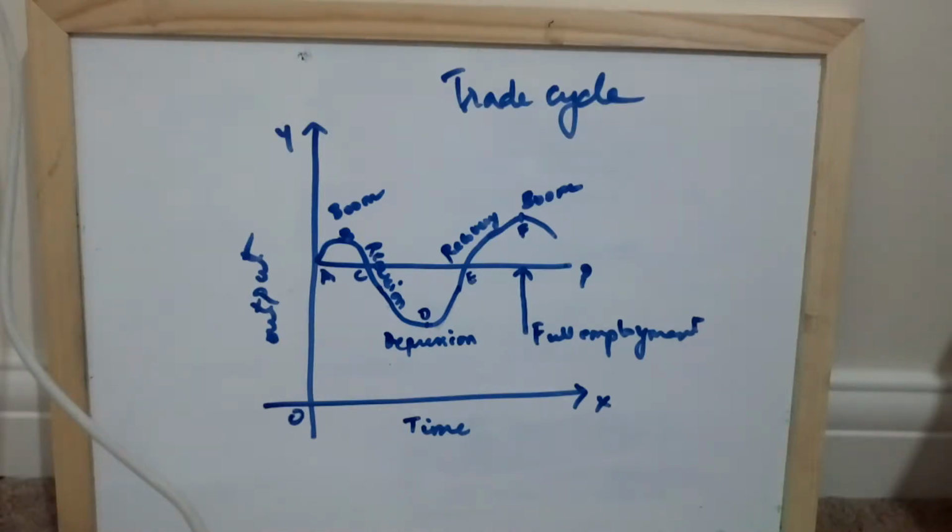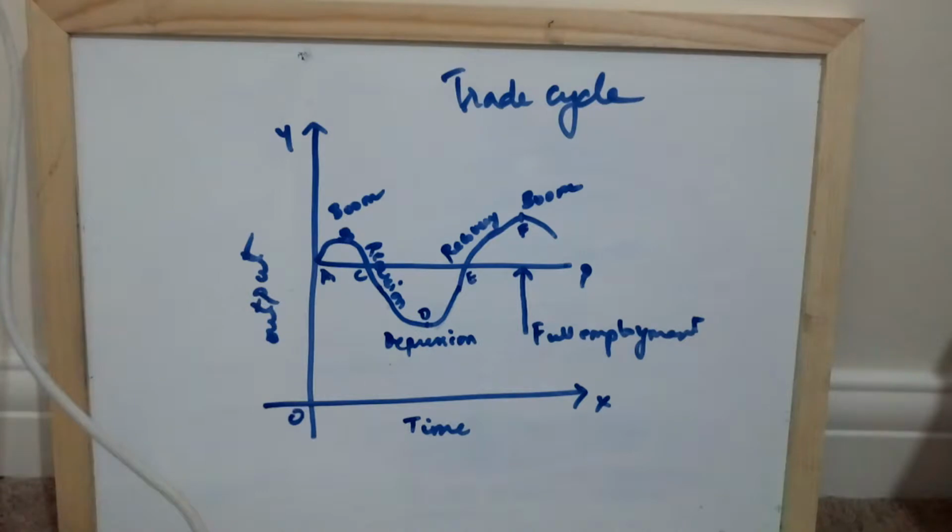Hello, in this video we see the different changes happening in the economy. So an economy is in an ideal situation when AD is equal to AS, that is, aggregate demand is equal to aggregate supply, corresponding to the full utilization of all the resources available.